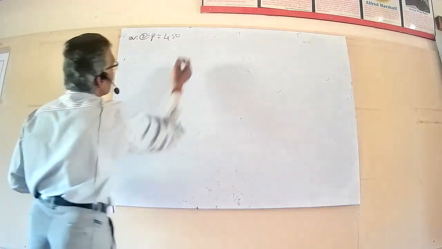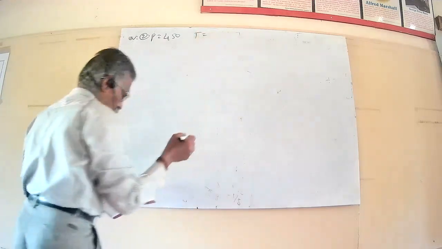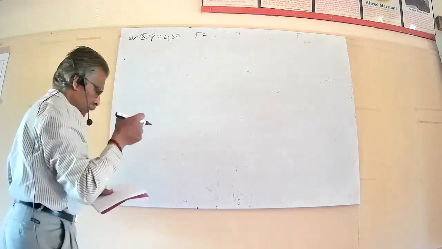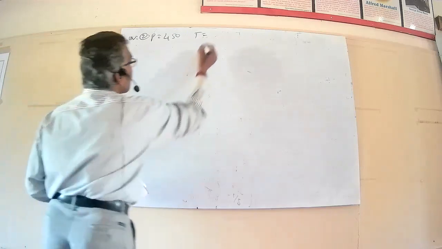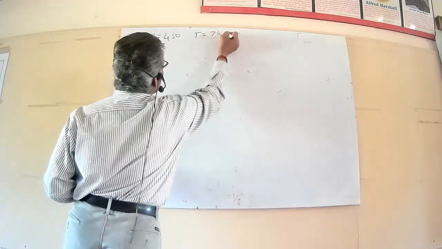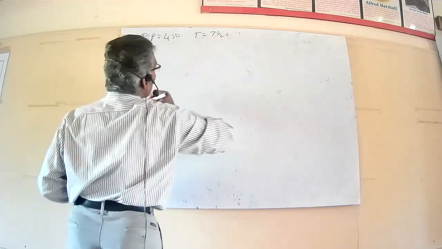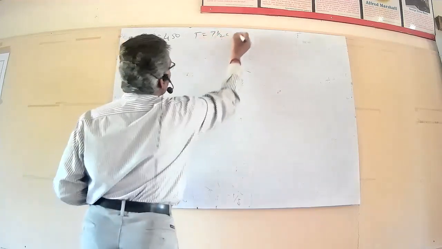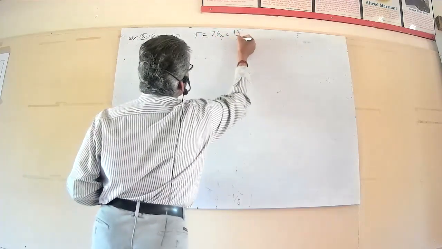T equal to time period equal to 7.5 years. So 7.5 equal to 7 into 2 is 14, 14 plus 1 is 15. So 15 by 2 years.